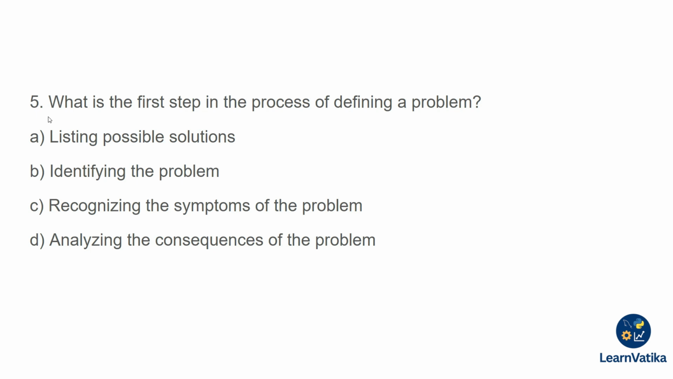Let's move to the next question. What is the first step in the process of defining the problem? Option A, listing possible solutions; option B, identifying the problem; option C, recognizing the symptoms of the problem; option D, analyzing the consequences of the problem. So the answer is option B, identifying the problem.